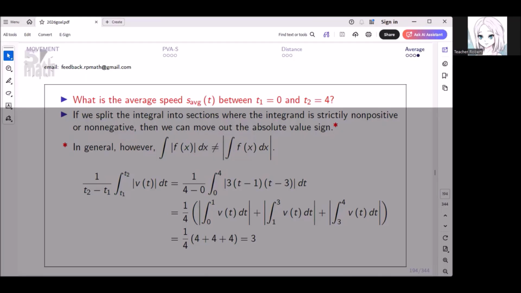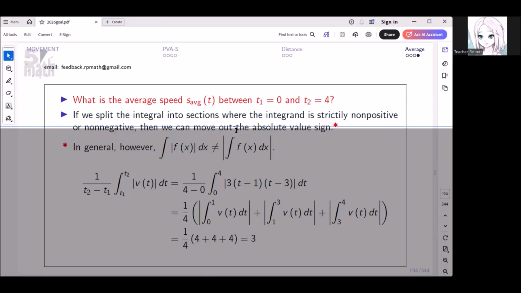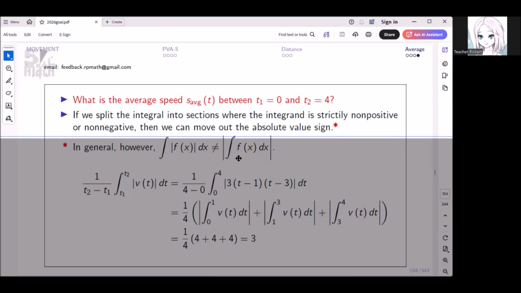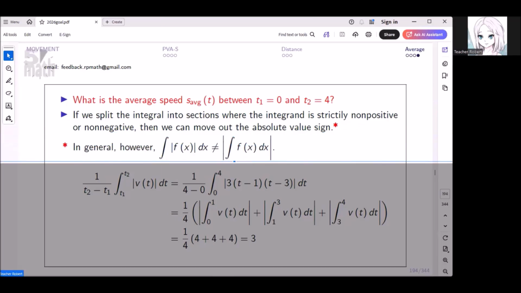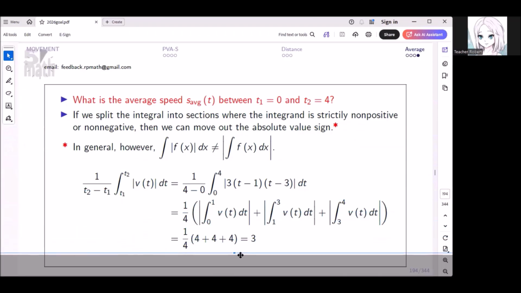What is the average speed, Sav, of t between t1 equals 0 and t2 equals 4? If we split the integral into sections where the integrand is strictly non-positive or non-negative, then we can move out the absolute value sign. In general, however, this does not equal that. And we get 3.